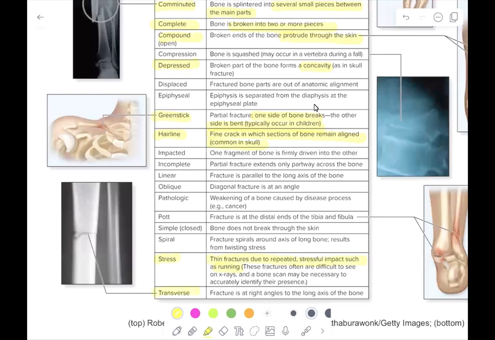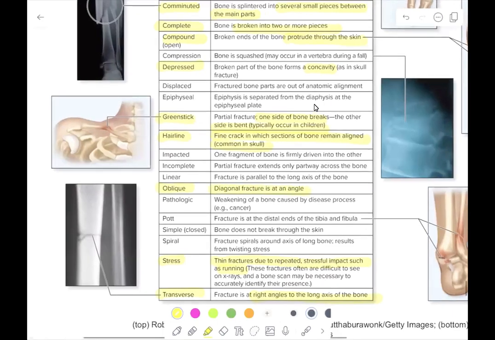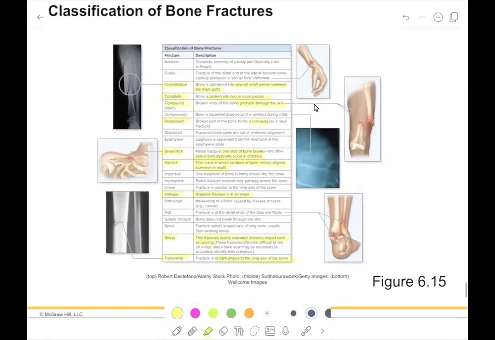A transverse fracture, as you could probably imagine, is a fracture at right angles to the long axis of the bone, similar to a transverse plane that you learned about early on in the semester. An oblique one would be a diagonal fracture that is at an angle to the bone. So we're seeing various examples shown outside of this table on the slide.